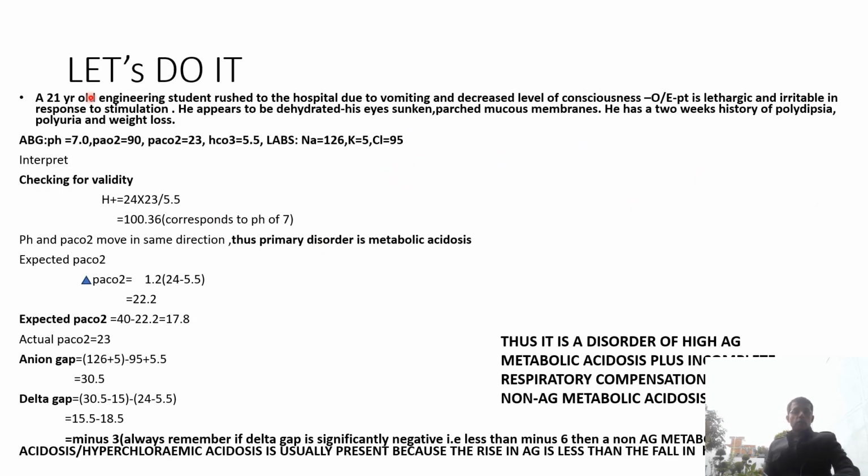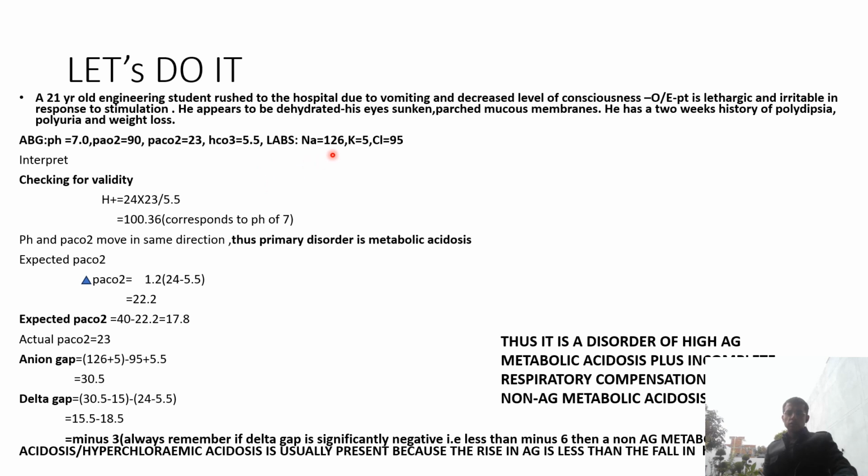Let's do it. A 21-year-old engineering student rushed to the hospital due to vomiting, decreased level of consciousness. On examination, patient is lethargic, irritable in response to stimulation. He appears to be very dehydrated. His eyes are sunken, pale mucous membrane. He has 2 weeks history of polydipsia, polyuria, and weight loss.